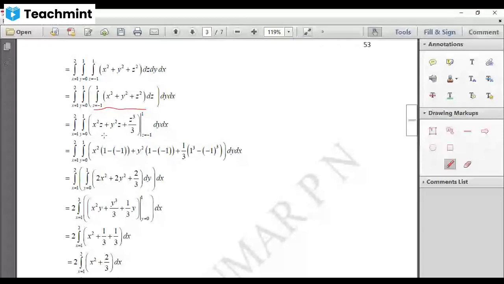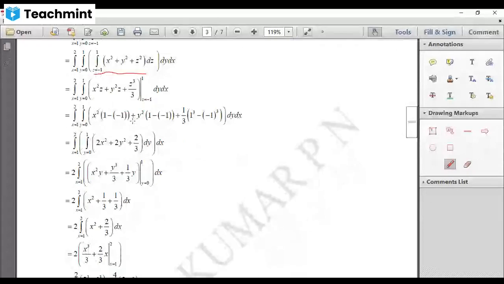See, upper limit 1 minus of minus 1, plus y square into 1 plus minus of minus 1, plus 1 by 3 into 1 cube minus of minus 1 cube. So 1 plus 1 is 2, so 2x square. 1 plus 1, 2, 2y square plus 2 by 3. Now we have to integrate this with respect to y.